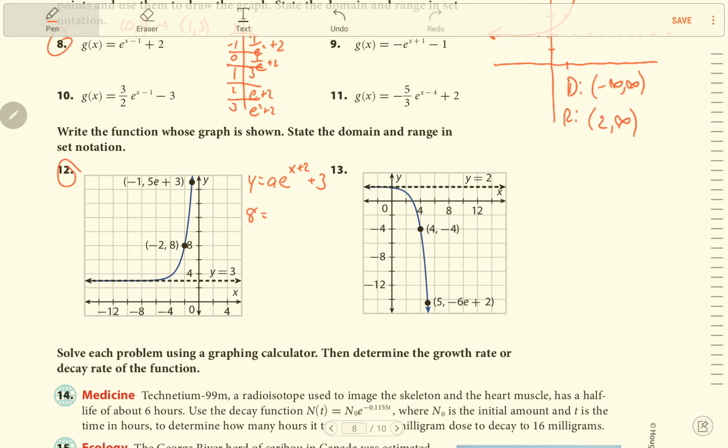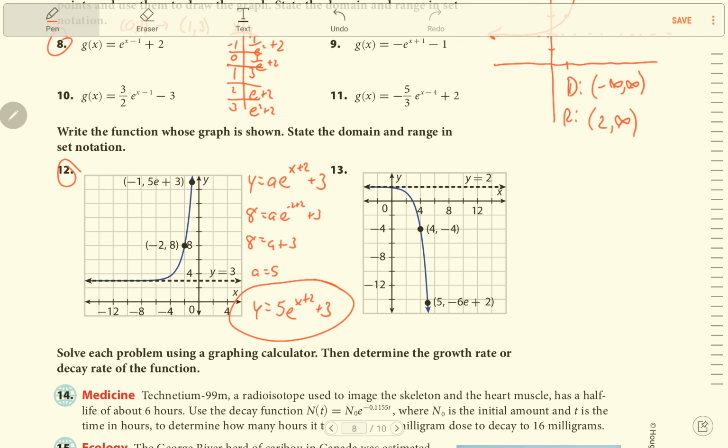So I'll plug in 8 for y, because that's the y coordinate there, right? And plug negative 2 in for x. Negative 2 plus 2, that's going to be 0. E to the 0 is just 1. So we get 8 equals a plus 3. So a is 5. And so then we have y equals 5e to the x plus 2, plus 3, just like that. And there's our equation for the function.